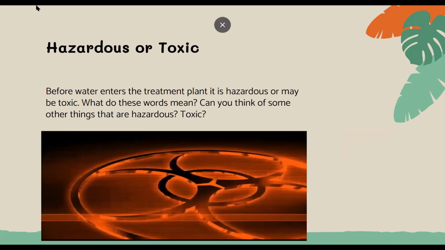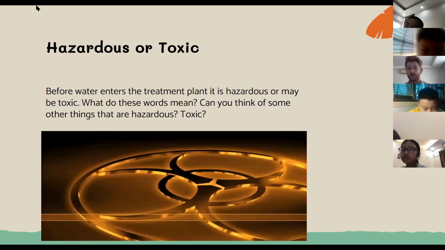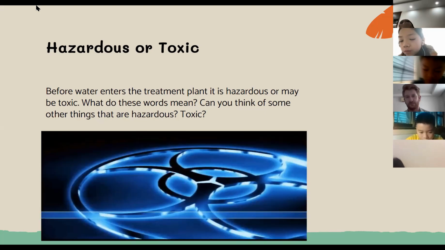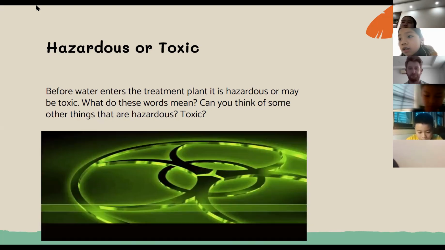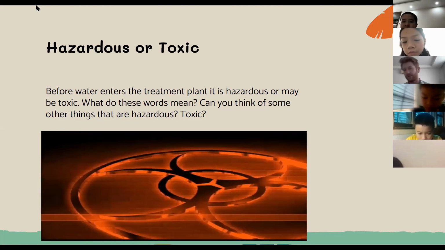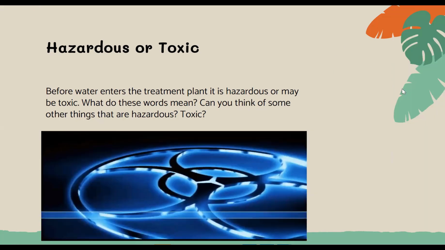So what are some other things that are hazardous or toxic? Google search things that are hazardous or toxic. Find out. Chemicals from batteries. Yeah, chemicals in batteries. What else? What about in your own home? There are lots of things that are toxic in your home. Well, look here, here's a big list of them.